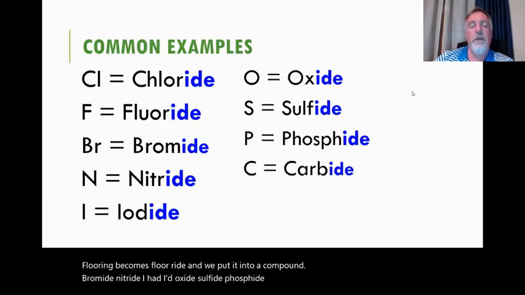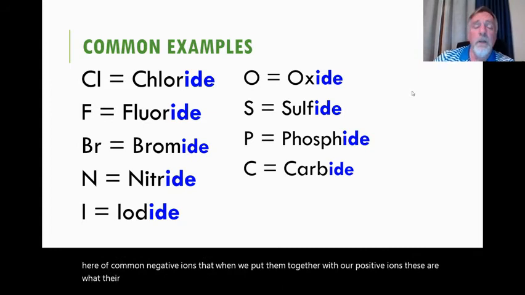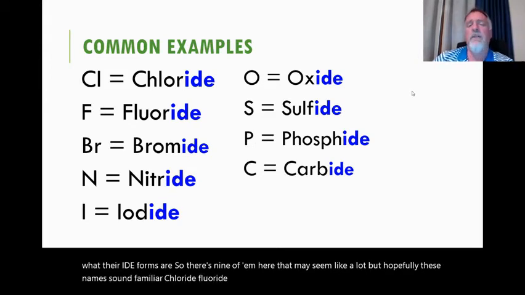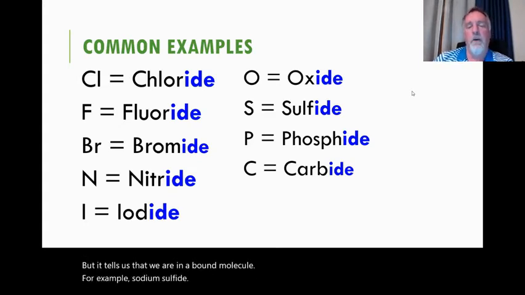So we've given you 9 examples here of common negative ions and what their IDE forms are when we put them together with our positive ions. That may seem like a lot, but hopefully these names sound familiar: chloride, fluoride, bromide, nitride, iodide, oxide, sulfide, phosphide, and carbide. That tells us that we are in a bound molecule. So for example, sodium sulfide: one sodium atom and some sulfur atoms. That's how we know that they're bound. We said IDE.